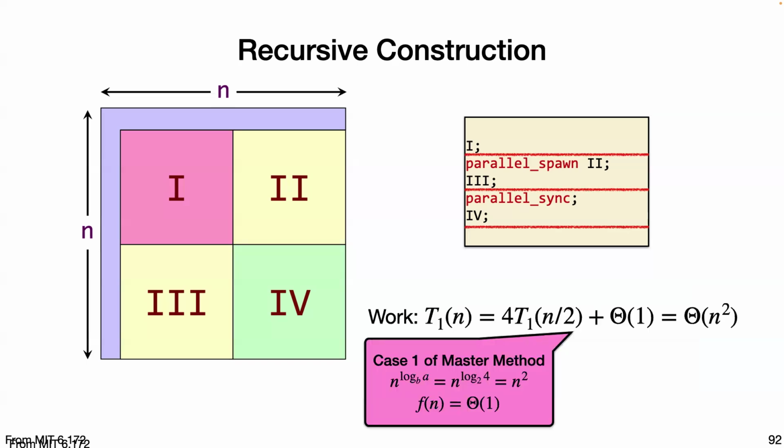So the work is, there are 4 subproblems. So A is 4. Each one has size n over 2. So B is 2. And then it costs theta 1 to find the indexes to do this cutting. And the number of leaves, n to the log base b of a, is n squared. F of n is theta 1, and n squared is much bigger than f of n. So the solution is just n squared.